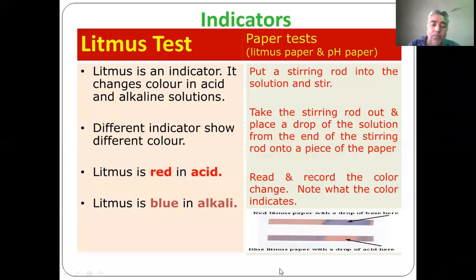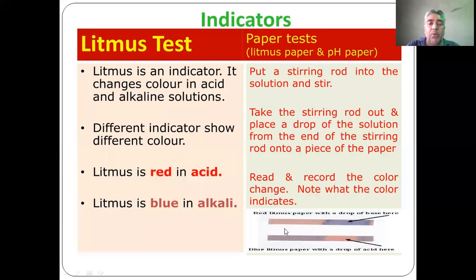Then the indicators of the litmus test or the paper test. Litmus is an indicator. It changes color in acid and alkaline solution. Different indicators show different colors. Litmus is red in acid and litmus is blue in alkali.